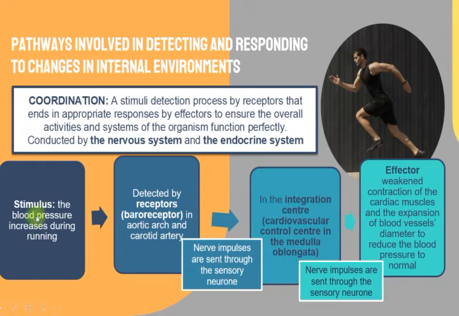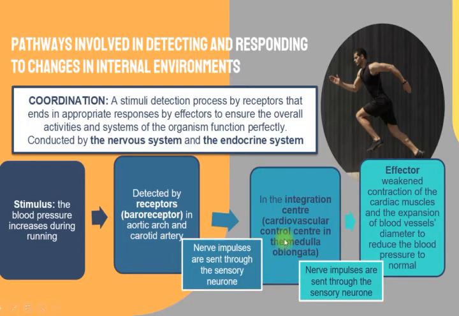So when the blood pressure increases, it will be detected by the baroreceptor. The baroreceptor is the receptor that detects changes in the blood pressure, located in the aortic arch and carotid artery. After that, the baroreceptors will change the stimulus into the nerve impulse, and then the nerve impulse is sent to the integration center through the sensory neuron. The integration center involved there is the cardiovascular control center in the medulla oblongata of the brain.